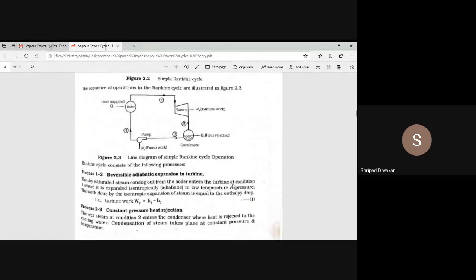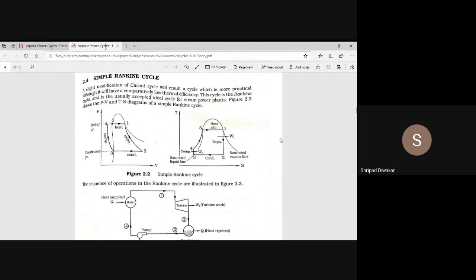Before that, I'll show the PV diagram and TS diagram of the simple Rankine cycle. This is the PV diagram, and the second one is the TS diagram. The TS diagram is important. So 1 to 2 is what? Here it is adiabatic expansion. Then 2 to 3 is condensation, and 3 to 4 you have already studied.